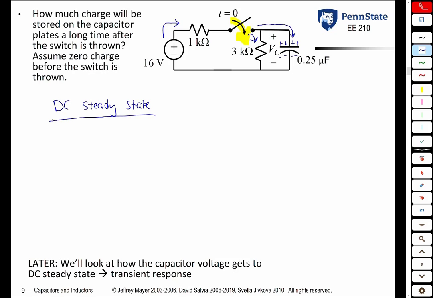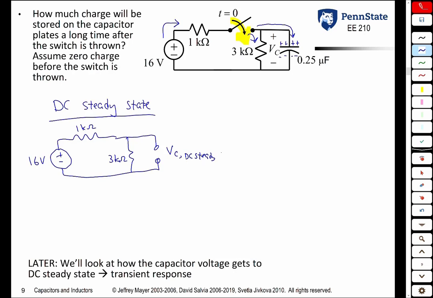But is the voltage across the capacitor going to be 16 volts like it was on the previous page? Well, let's look at it. In DC steady state, you model the capacitor as an open circuit. We have 16 volts. You have a 1 kilo ohm resistor here. We have a 3 kilo ohm resistor here. The capacitor in steady state gets modeled as an open circuit. And here we have voltage division. Vc in DC steady state.